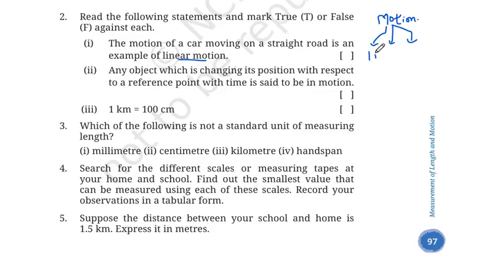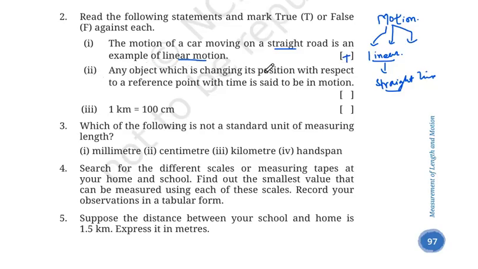Now, linear motion is a motion that takes place in a straight line. So you have to look for the keyword straight. Here you have the keyword straight. So the motion of a car moving on a straight road is an example of linear motion. True. Now the second one.